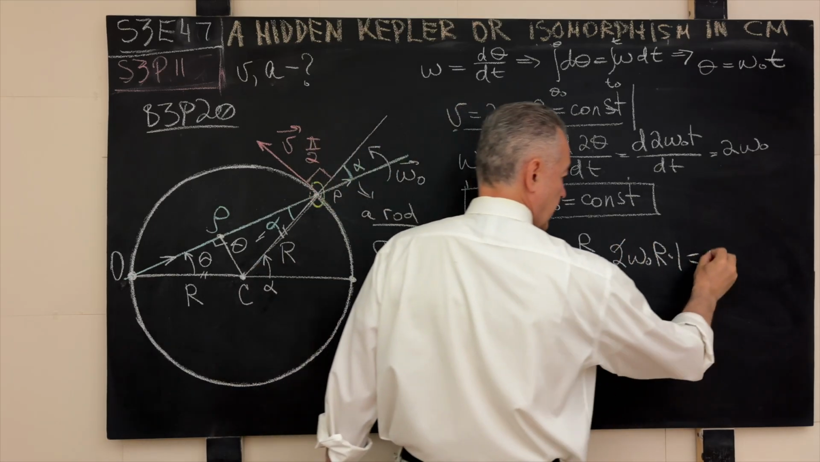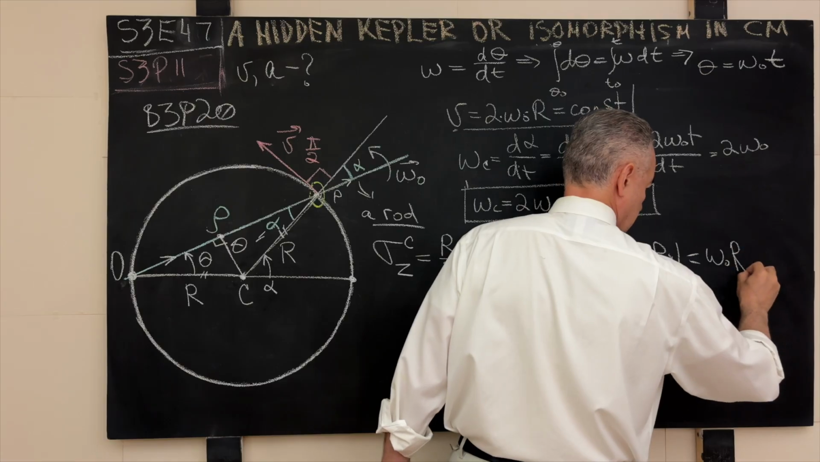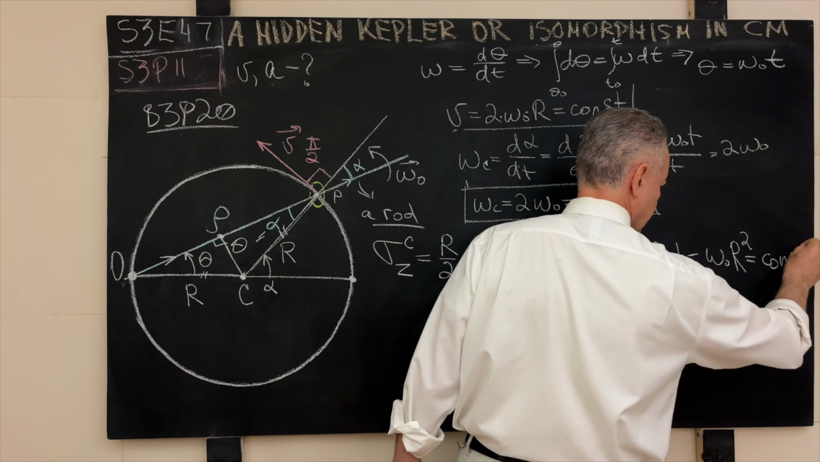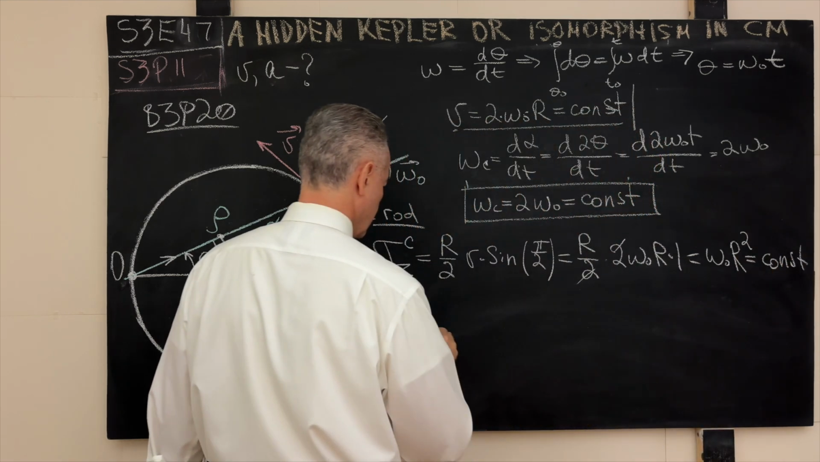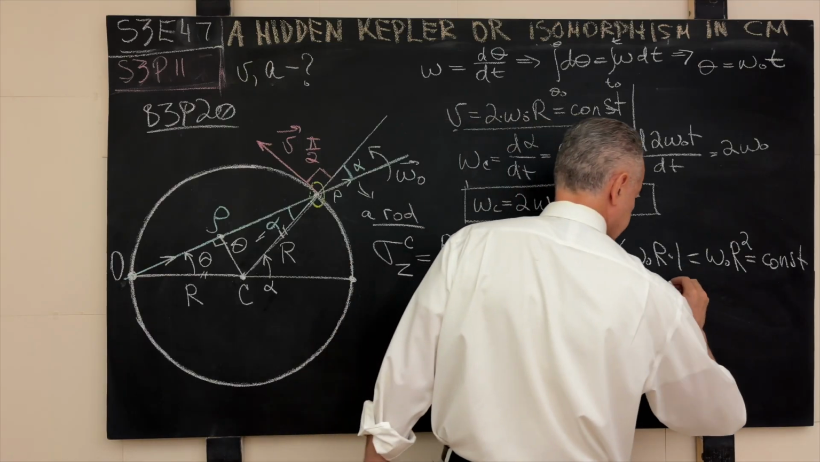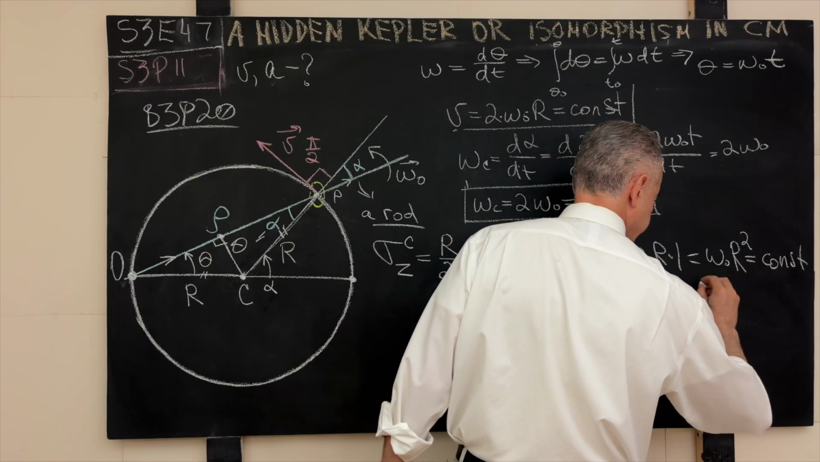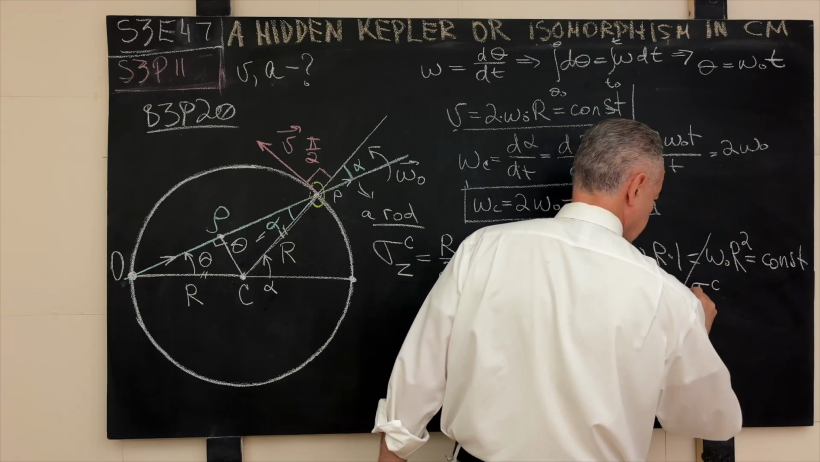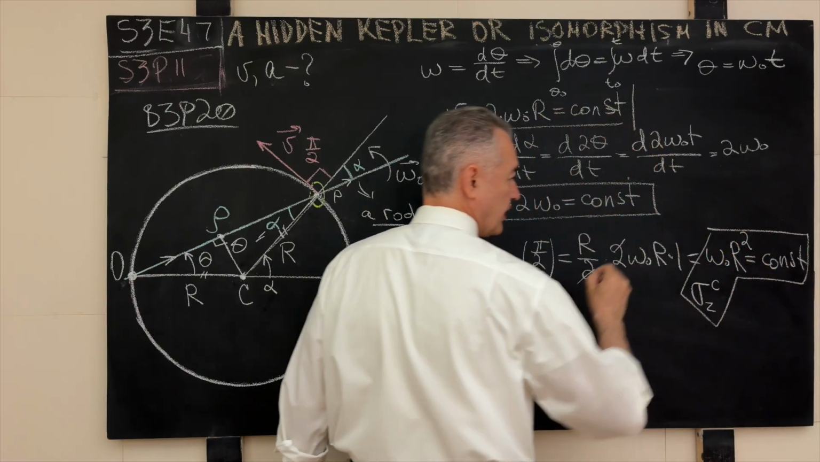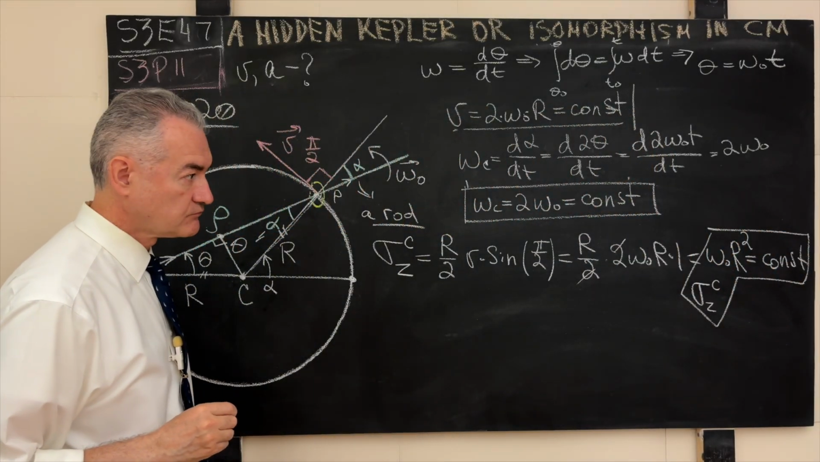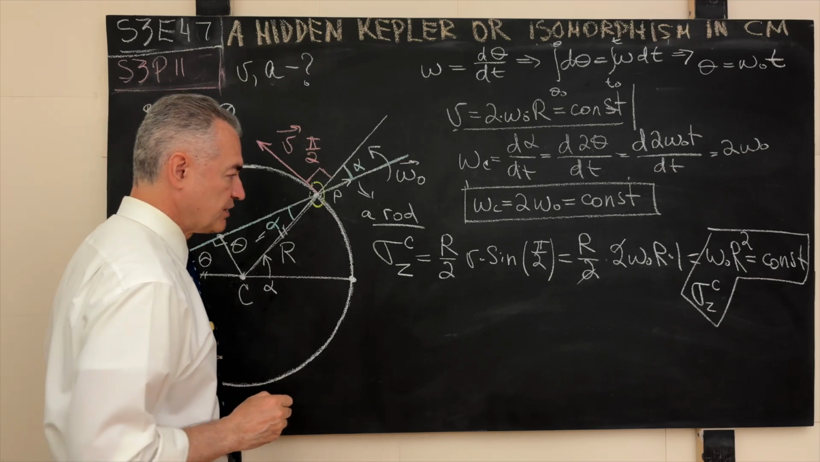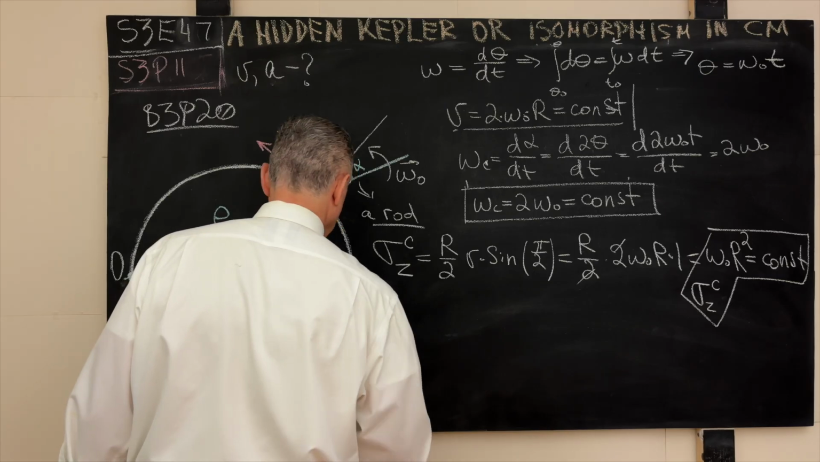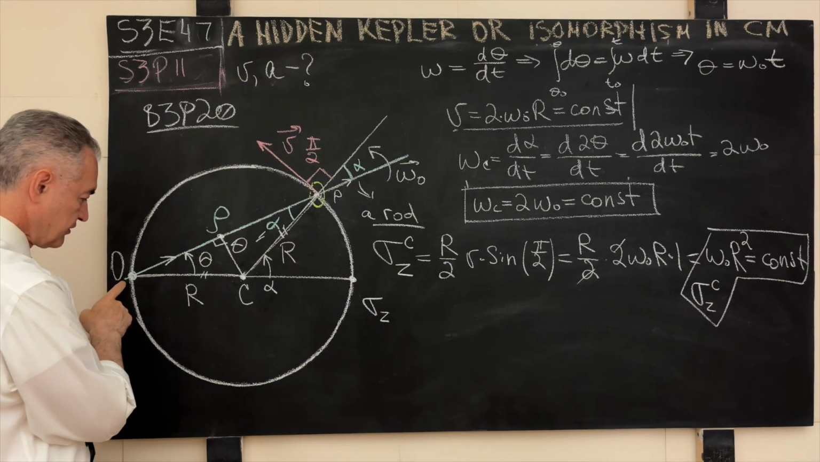2 and 2 cancel out. We have omega 0 r squared. And this is another, look at this, a constant quantity. In other words, the areal velocity of our ring relative to the point C is a constant quantity. You see, it's a constant quantity. Now, let's compute the areal velocity of our point of the ring relative to the point O.